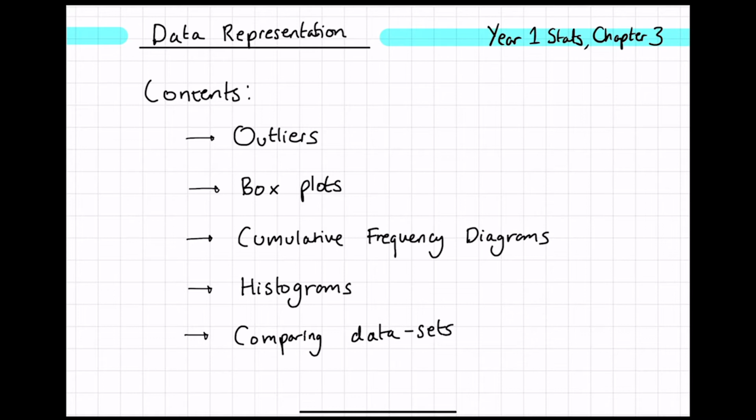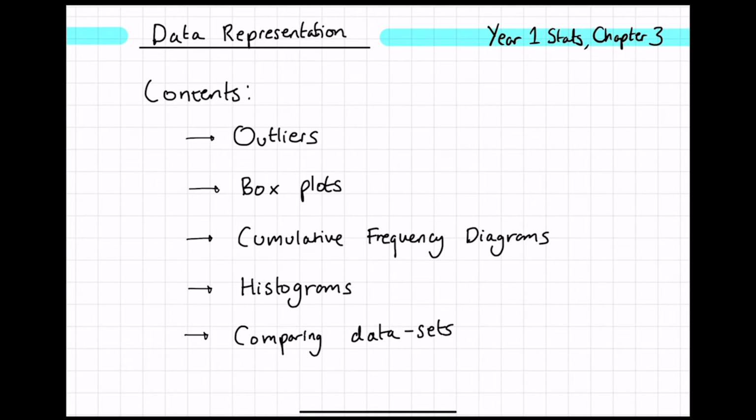Today we're going to be taking a look at data representation, and this chapter is probably one of the easiest chapters out of everything in year one stats. That's probably because a lot of the stuff you're going to take a look at here, you would have touched upon somewhat in your GCSEs. So let's just go straight into it.